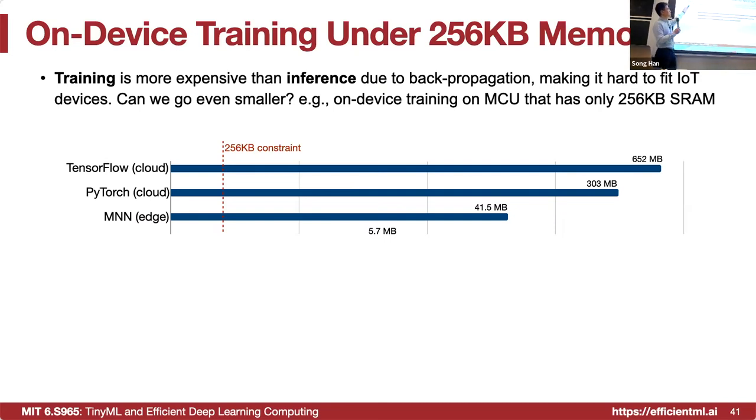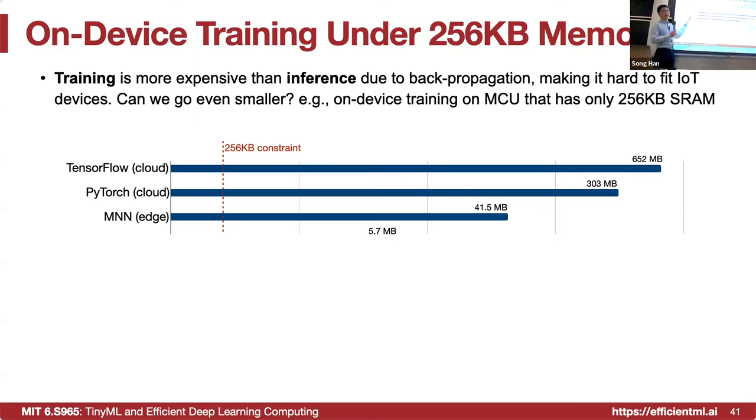Okay, so we mentioned we want to go smaller and smaller, right? So training is much more expensive than inference. In the previous lecture, we talked about how to run inference on microcontrollers. That'll be part of your lab four, right? Which we are going to start next week. So can we go even smaller for not only inference but also training, such as for smaller devices such as these microcontrollers that have only 256 kilobytes of memory?